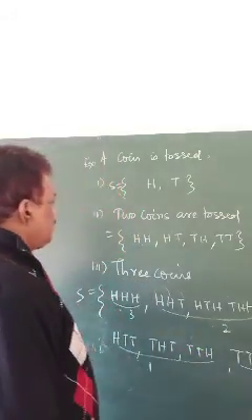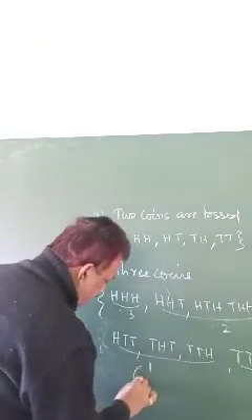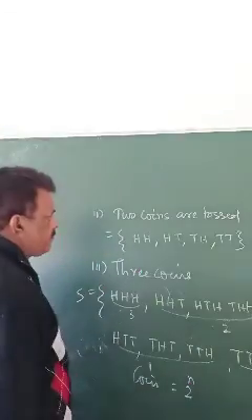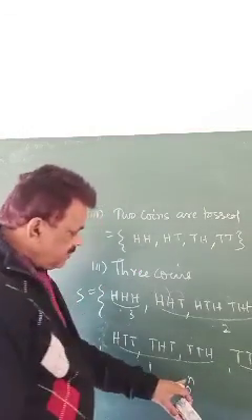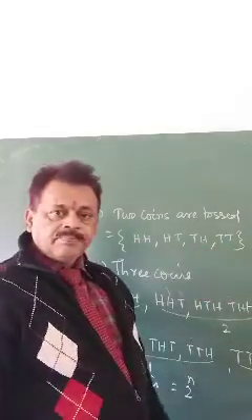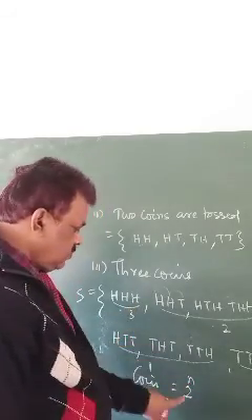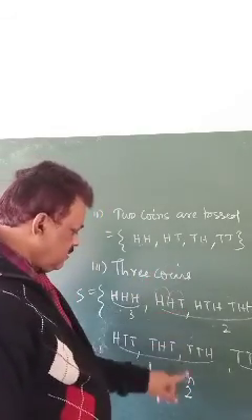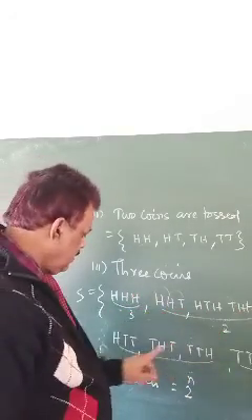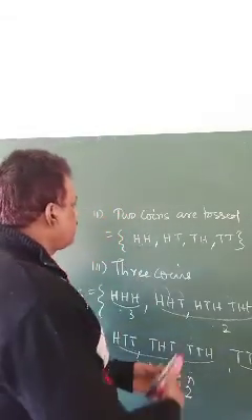Okay, so the sample space formula for a coin is 2 to the power n. For 2 coins, 2 squared is 4: 1, 2, 3, 4. For 3 coins, 2 cubed is 8: 1, 2, 3, 4, 5, 6, 7, 8. Okay, this is about the coin.